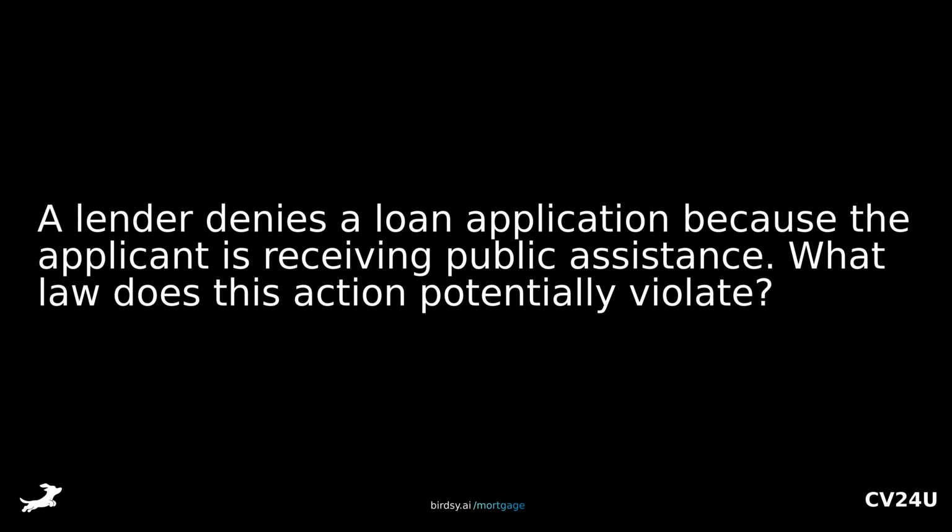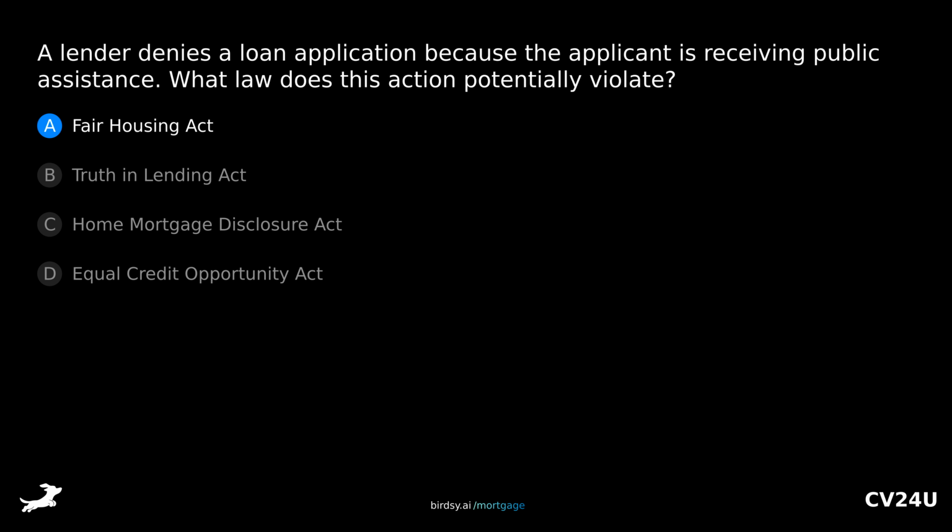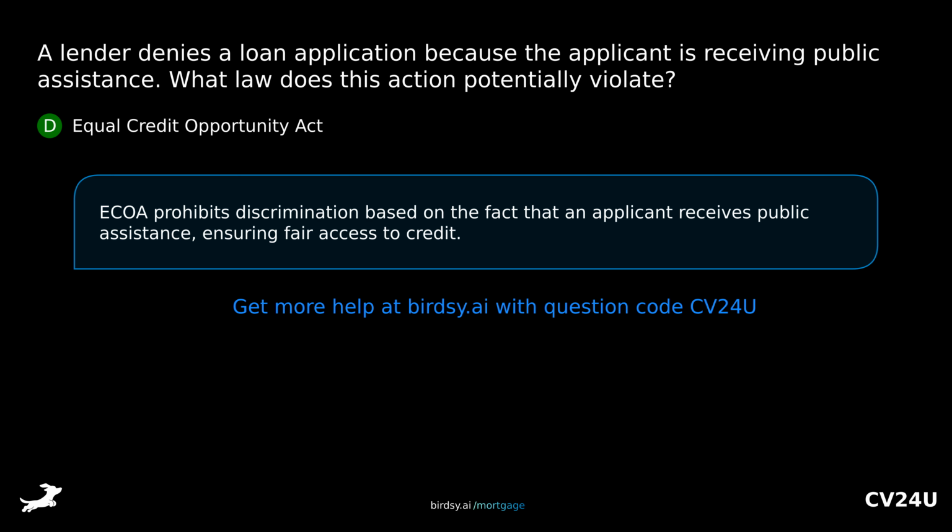A lender denies a loan application because the applicant is receiving public assistance. What law does this action potentially violate? Is it A. Fair Housing Act, B. Truth in Lending Act, C. Home Mortgage Disclosure Act, or D. Equal Credit Opportunity Act? The answer is D. Equal Credit Opportunity Act. ECOA prohibits discrimination based on the fact that an applicant receives public assistance, ensuring fair access to credit.